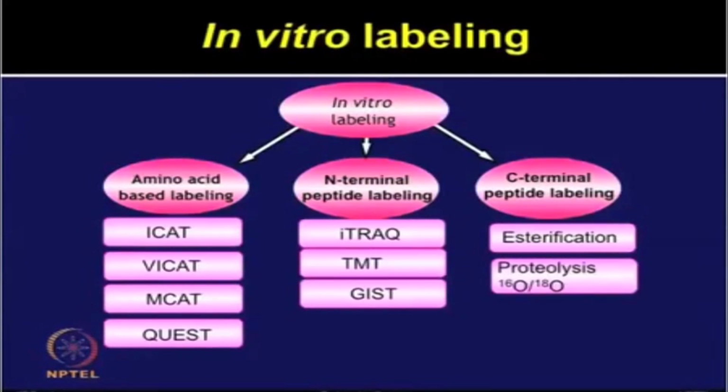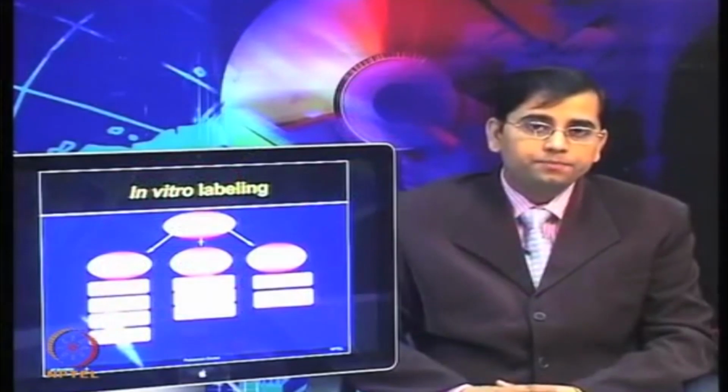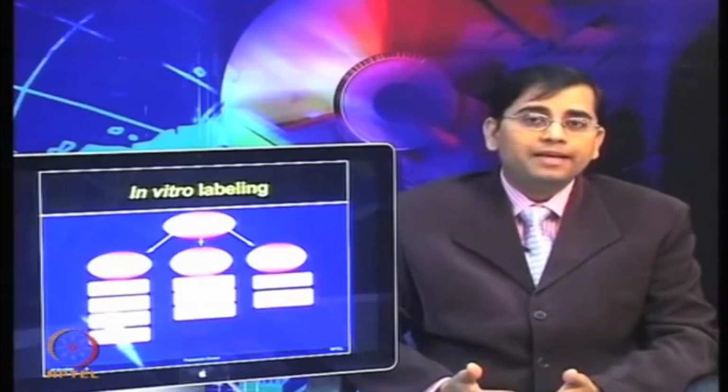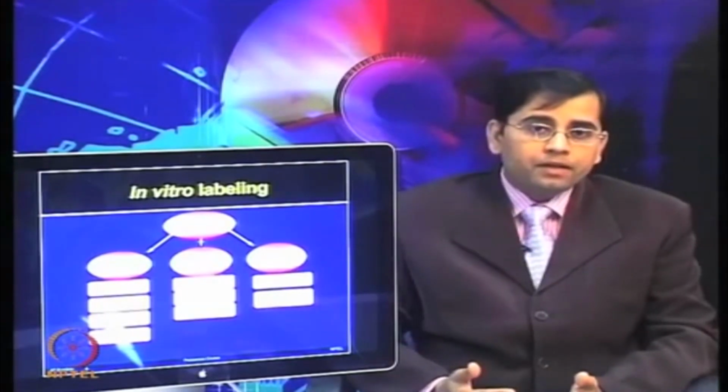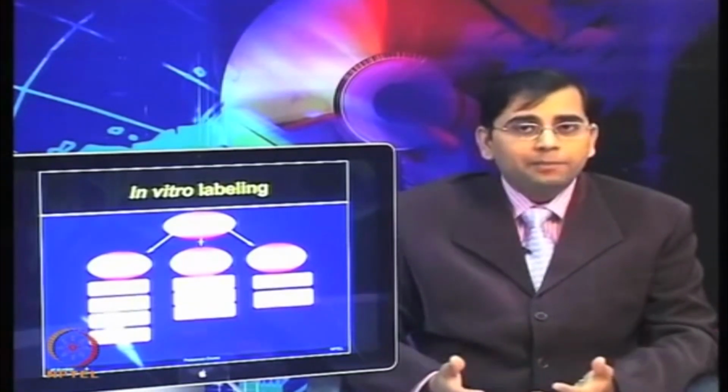Then there are different types of N-terminal peptide labeling methods such as iTRAQ and TMT, which we are discussing today in detail. iTRAQ, also known as isobaric tagging for relative and absolute quantitation. TMTs are tandem mass tags, and GIST, global internal standard technology. Then there are C-terminal based peptide labeling methods such as esterification and proteolysis using 16 or 18 oxygen, the light and heavy forms of oxygen. So, there are a variety of in vitro labeling based approaches available, and depending upon your quantitative application, it is possible to use different types of tagging strategies.